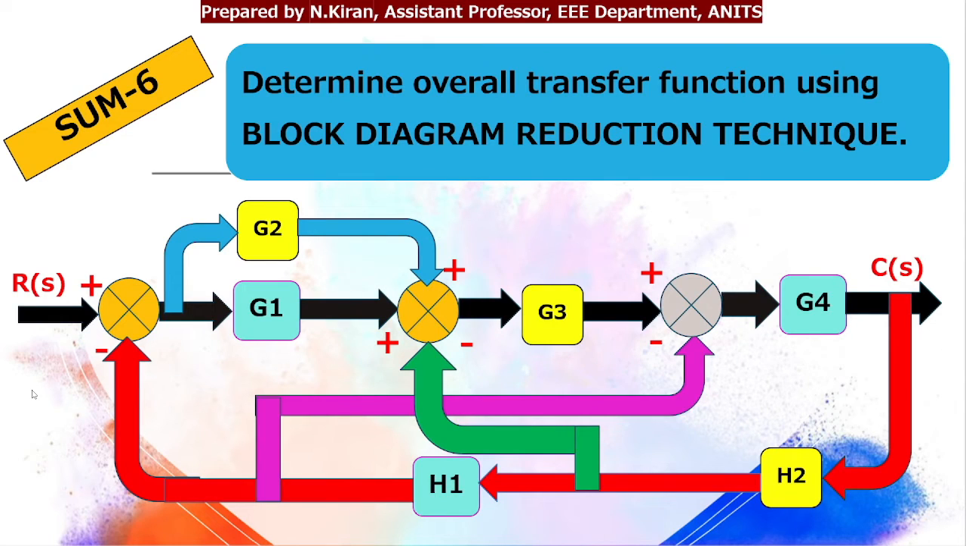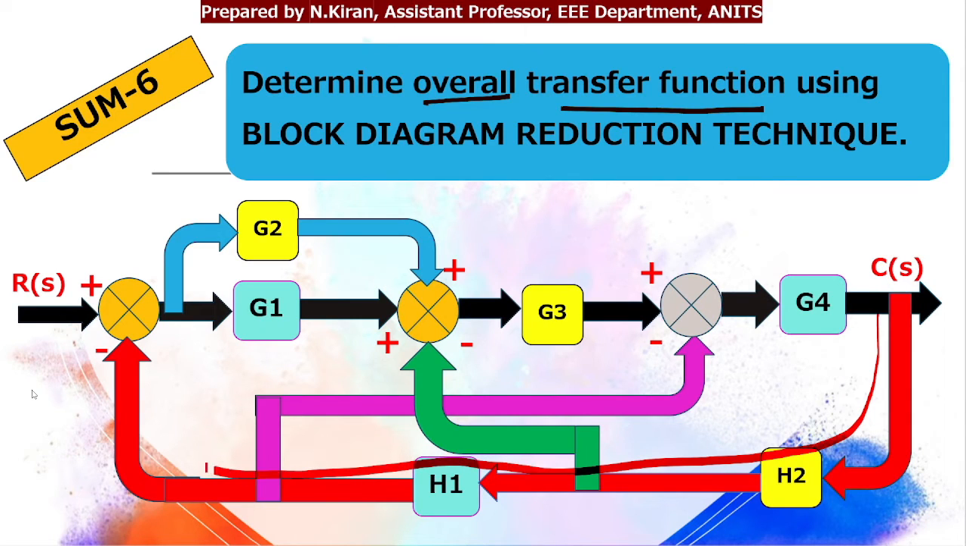So here I need to find my overall transfer function. I need to separate my feedback loops as the first step. Let me show you the feedback loops that are present. The first feedback loop, H2 H1, goes to the first summing point. So the first summing point has feedback H1 H2.